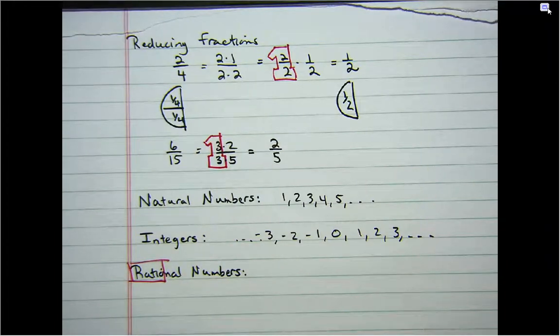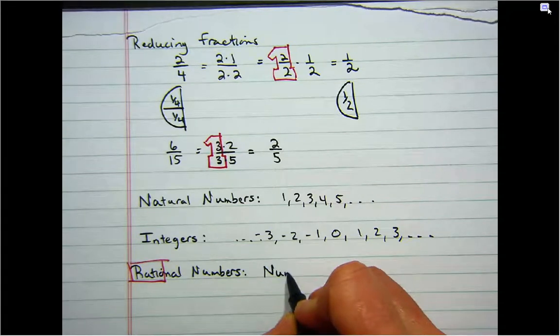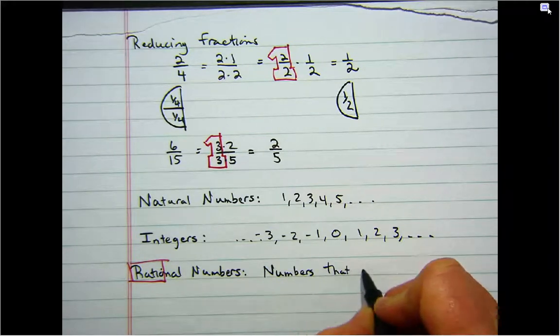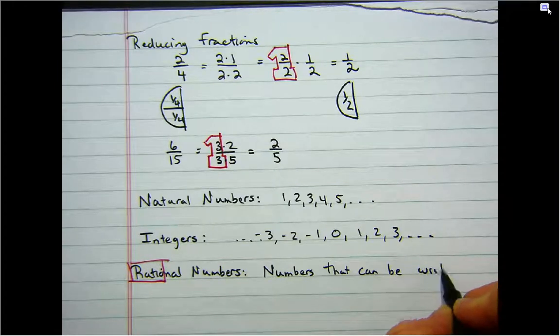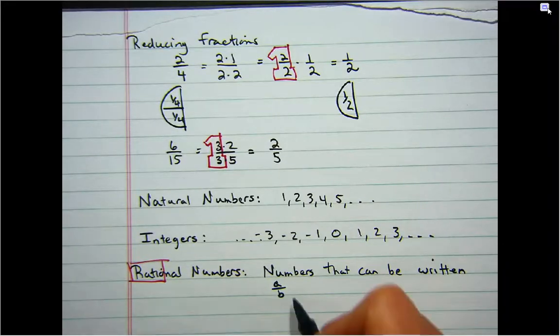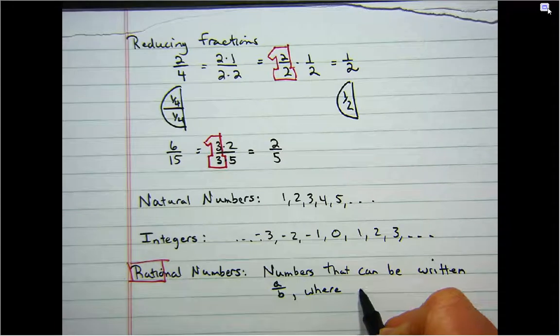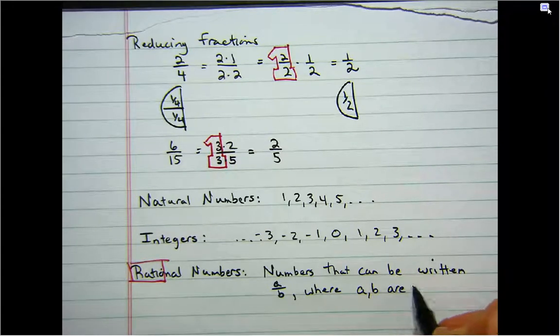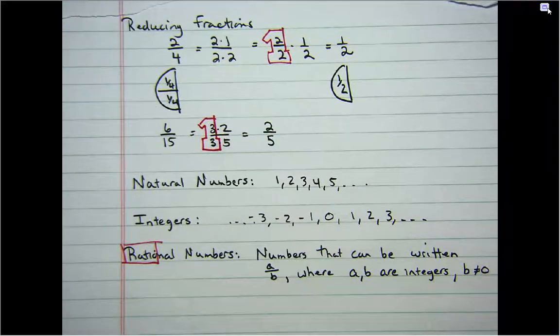So we'll write a formal definition. Always want to know formally what definitions are so that we can be precise. Rational numbers are numbers that can be written as A over B, where A and B are integers, and B is not 0. So informally, rational numbers are fractions, but formally we would say rational numbers are numbers that can be written as A divided by B, where A and B are integers, and B is not 0.